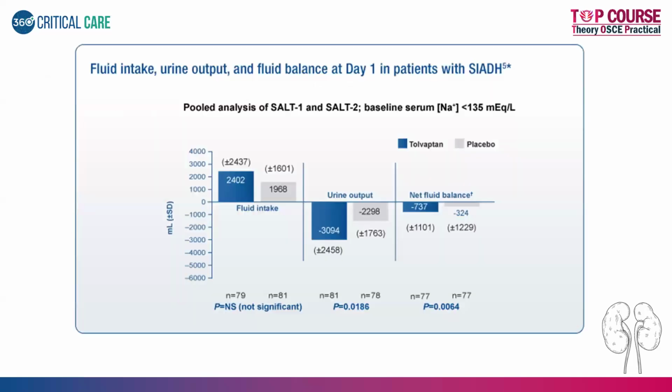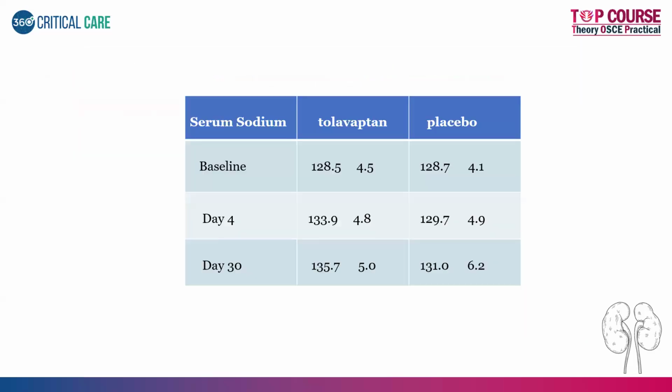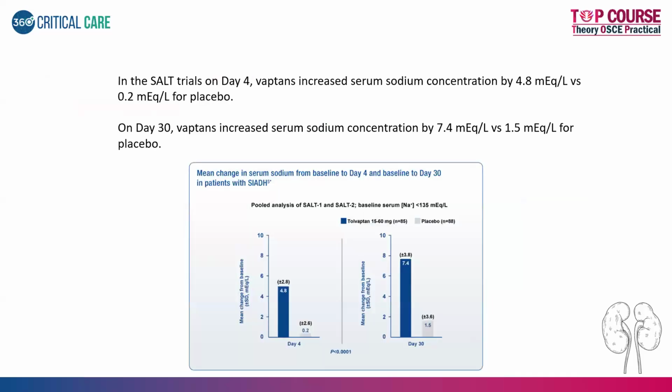Okay. So coming to multiple trials, SALT-1 and SALT-2 trials were the ones which have been studied for the use of vaptans. Both showed significant benefits with the use of vaptans in SIADH. So when they compare it with the placebo, tolvaptan actually did better, especially on day 4 and day 30. If you can see this graph here. On day 30, vaptans increased sodium concentration by 7.4 milliequivalents per liter as compared to 1.5 milliequivalents per liter.